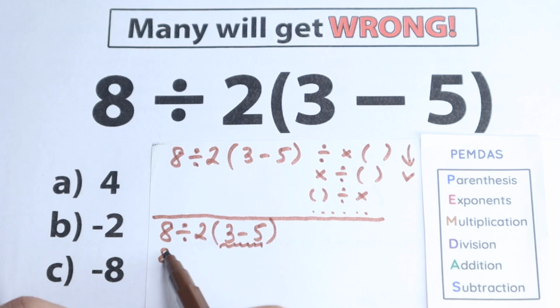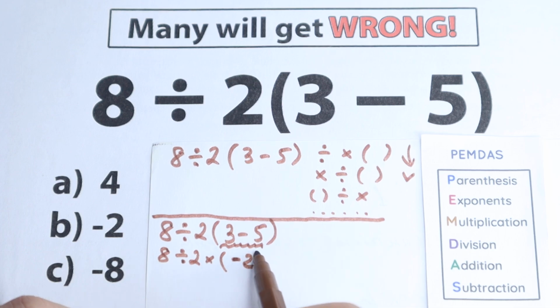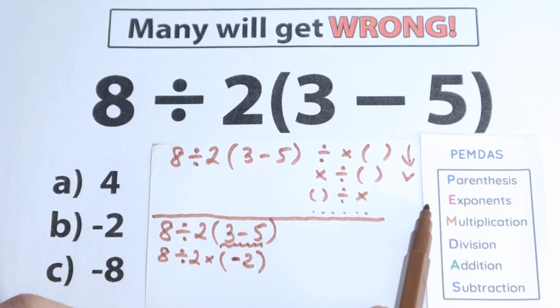So we still have the same expression in the beginning. So 8 divided by 2, and in parentheses, we multiply it by 3 minus 5, which equals minus 2. Minus 2. Okay. What are you going to do next? We will go to the next step.